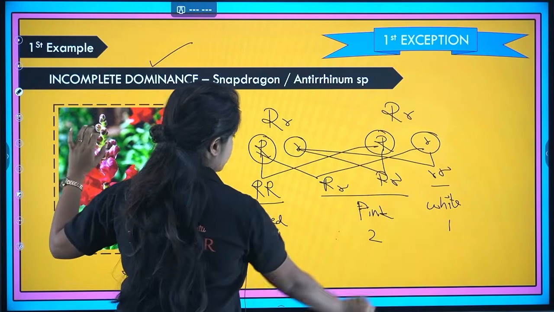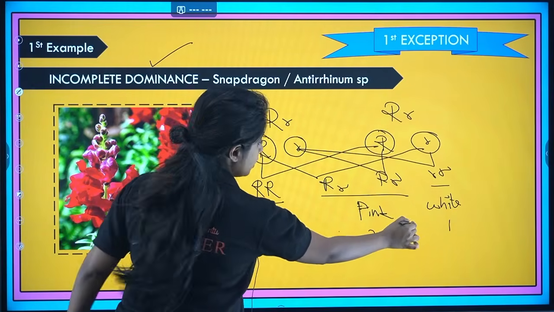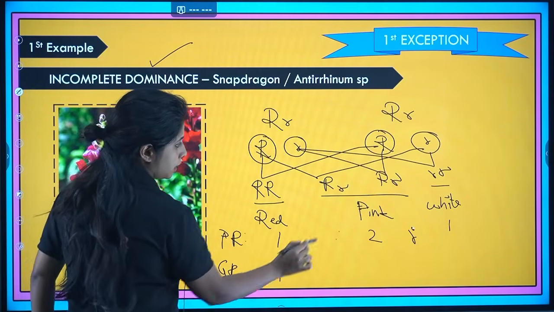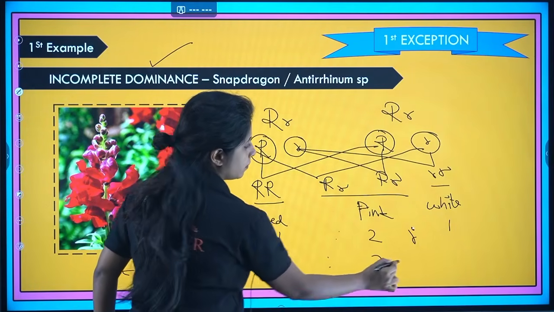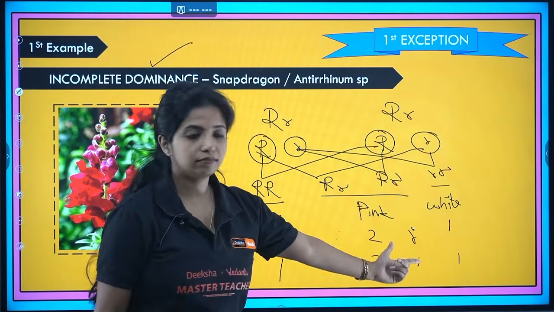Now, going ahead with the next thing. What is the genotypic ratio? One is capital R, capital R. Two of them are capital R, small r. And one of them is small r, small r. Again, you get the ratio which is what?